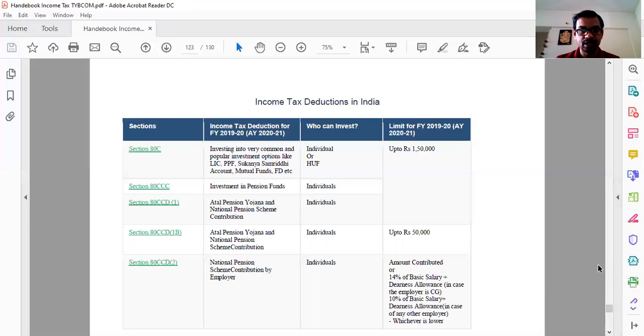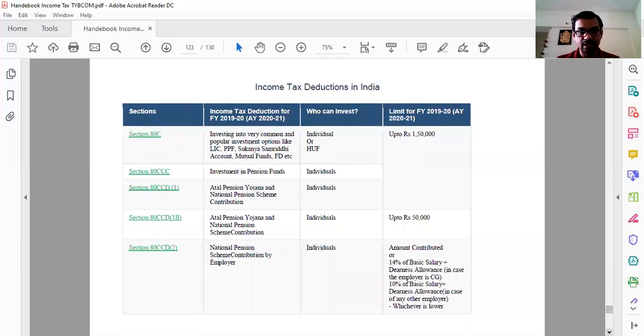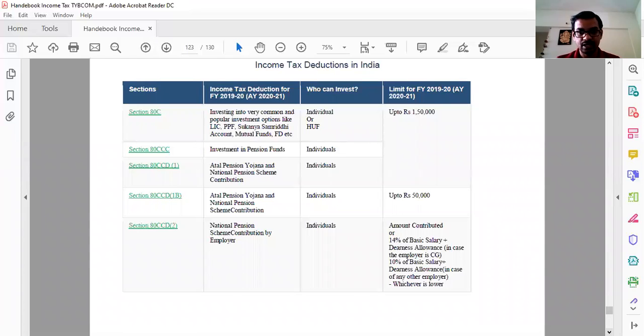The next one is section 80CCD(2), National Pension Scheme contribution by the employer. The amount contributed is up to 14% of basic salary plus dearness allowance in case the employer is the central government, and in any other case, the deduction is 10% of basic salary plus dearness allowance. The actual contributed amount or the amount calculated with this formula, whichever is lower, will be available as deduction under section 80CCD(2).